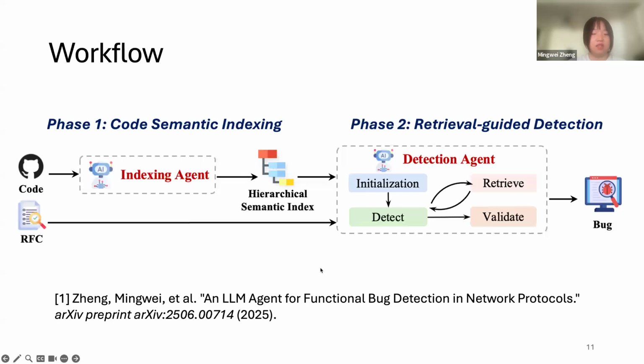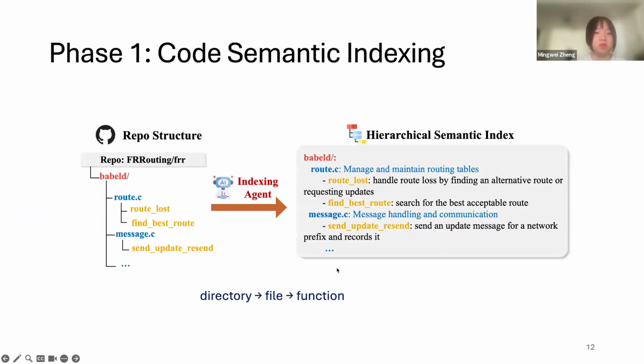So let's see how this workflow works for the motivating example. We can see that in phase one, we need to build a hierarchical semantic index of the whole codebase. And the left part shows the raw repository structure.